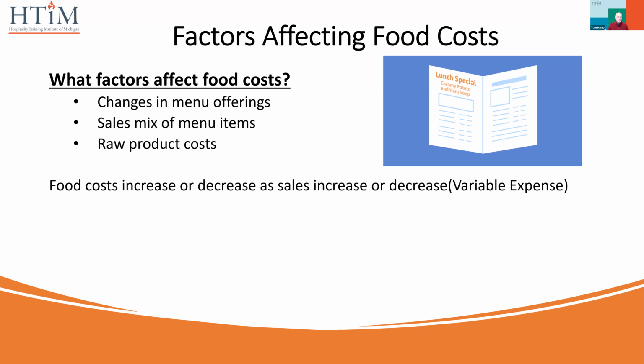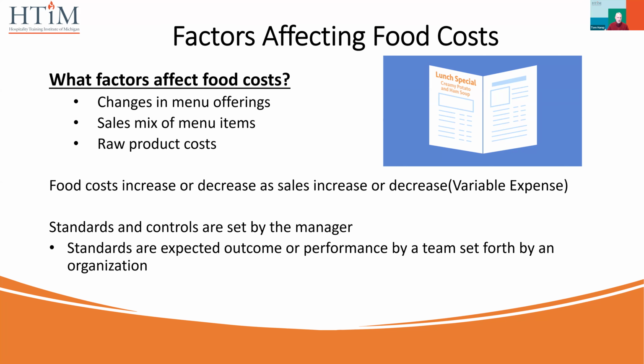So as we said, food costs increase or decrease with sales. Just makes sense. Standards and controls are set by the manager, or it's handed down from management, and the manager has to make sure that everybody abides by that, because that's how they're rated and evaluated. So standards are the expected outcome, right? We're all trying to hit certain percentages and certain numbers.